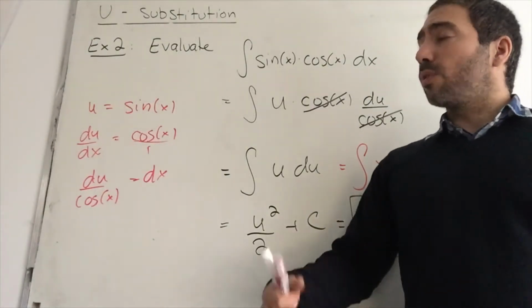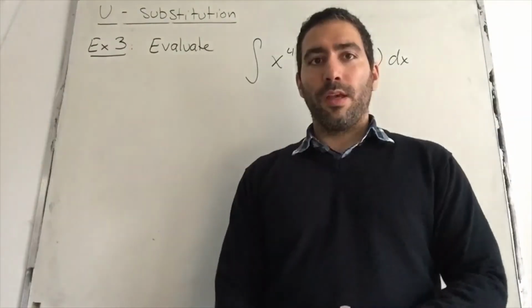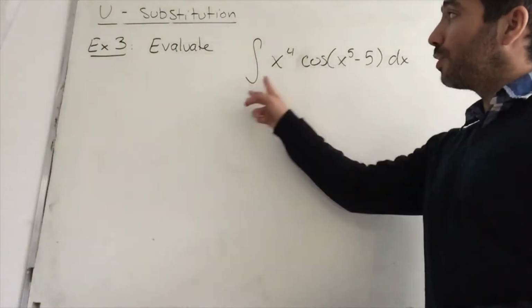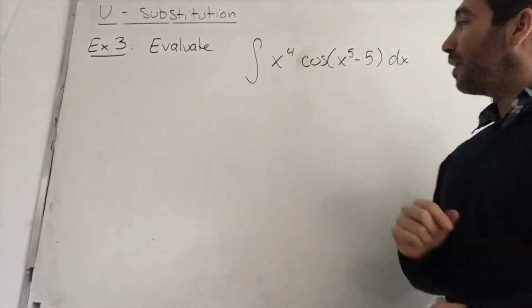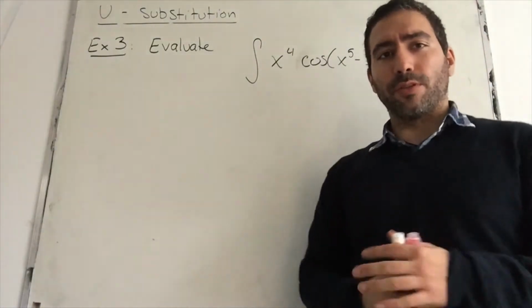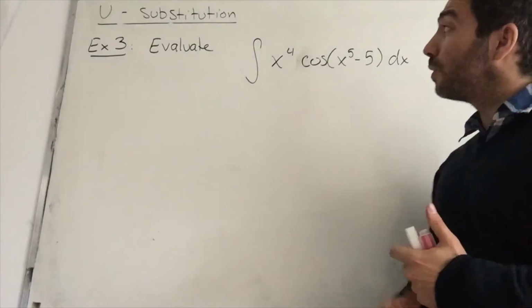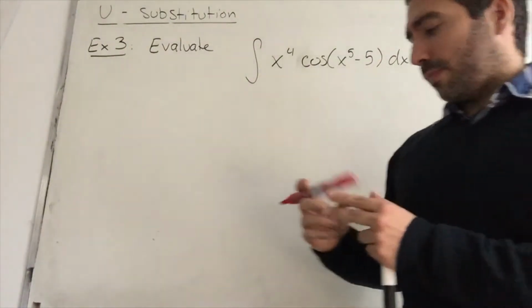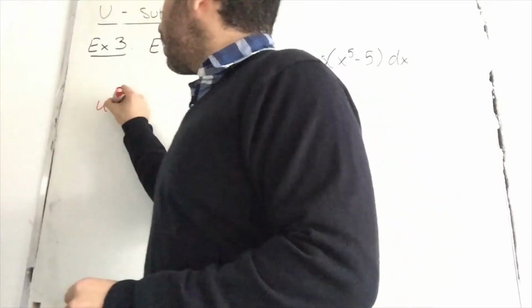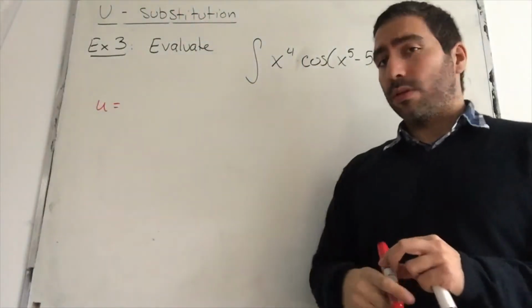Okay, let's go ahead and look at another example. In the next example, it says to evaluate the integral, and we have the integral of x to the 4 times cos of x to the 5 minus 5 dx. So pause the video, try to give this a shot, see if you're able to solve it on your own, and try to figure out what the u is going to be. What are you thinking of letting u equal to?